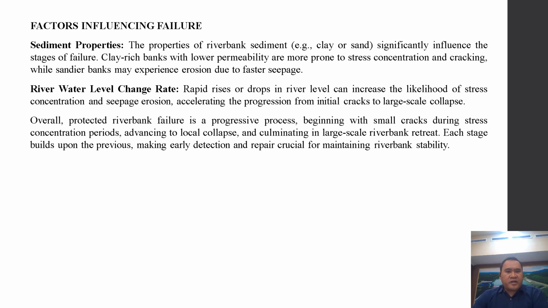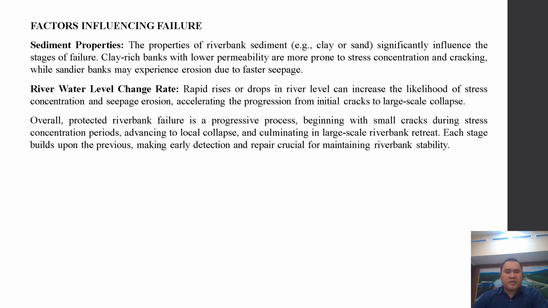Okay, the last one is factors influencing failure. So sediment properties: the properties of riverbank sediment significantly influence the stages of failure. Clay-rich banks with lower permeability are more prone to stress concentration and cracking, while sandier banks may experience erosion due to faster seepage. And then the second one is river water level change rate. Rapid rises or drops in river level can increase the likelihood of stress concentration and seepage erosion, accelerating the progression from initial cracks to large-scale collapse.